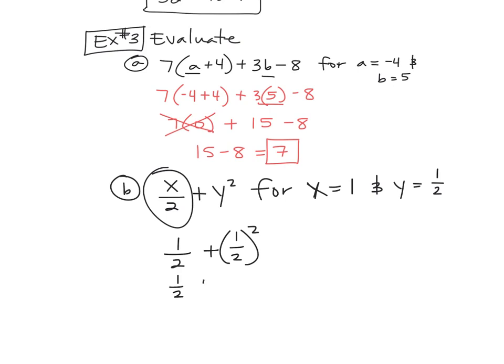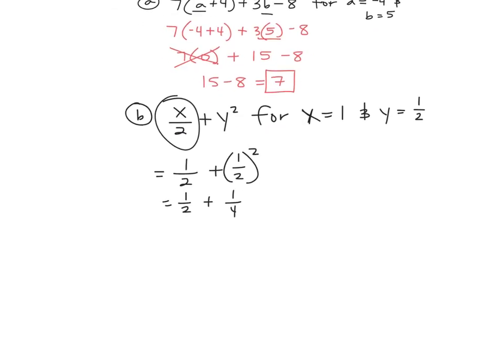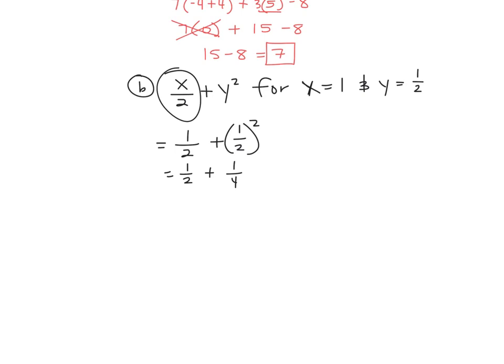So you have 1/2 plus 1/4. What do you have to make sure of when you add fractions? Common denominator. So 1/2 plus 1/4 is really 2/4 plus 1/4. So your answer is what? 3/4.